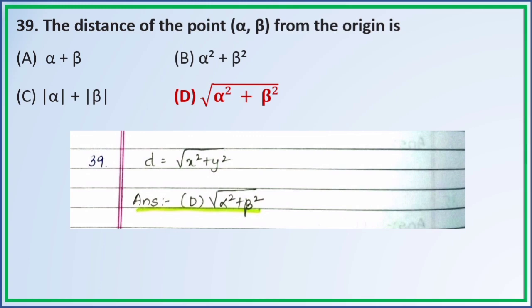Question number 39, the distance of a point (alpha, beta) from the origin is. Distance of any point from the origin is given by the formula D equals square root of x square plus y square. Instead of x we have alpha, instead of y we have beta. Therefore, substituting we get D equals square root of alpha square plus beta square. Therefore, the correct answer is option D, root alpha square plus beta square.